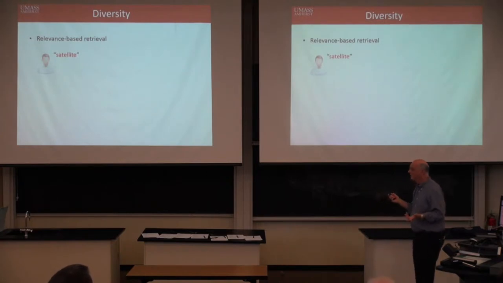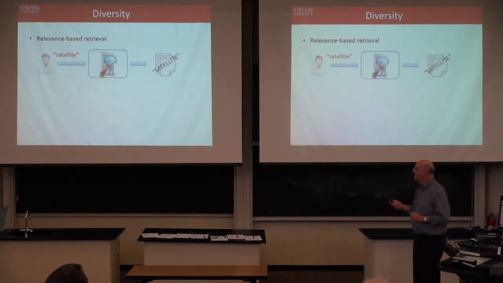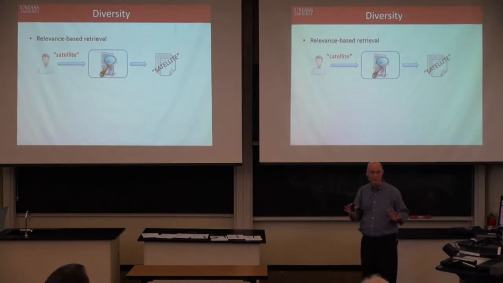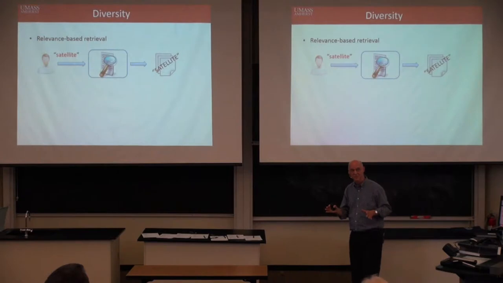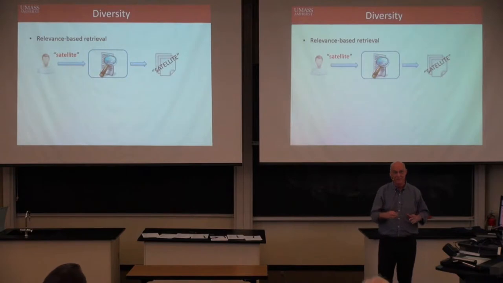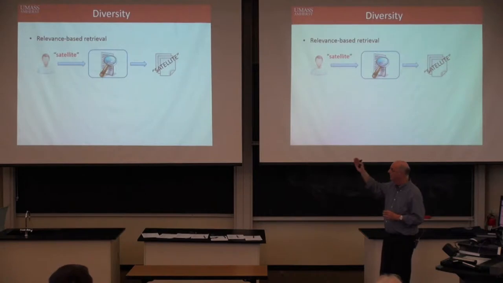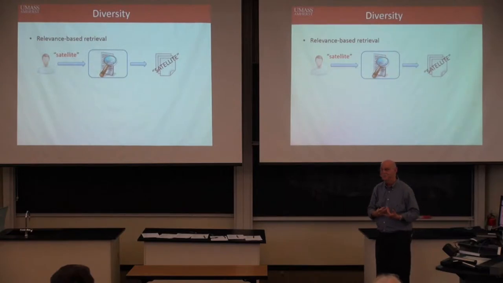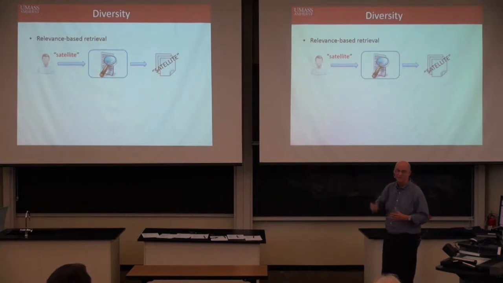Diversity summary. The retrieval diversity basic idea is you start with a query like satellite, and you do relevance or topical-based retrieval. I'm going to ignore all the other types of features that we use in retrieval, such as anchor text, link patterns, all that sort of stuff. Let's just focus on the word part for the time being. The main type of model that we have in relevance-based retrieval focuses on topical relevance, which says, are these text documents topically relevant to this query? Estimate the probability of that.